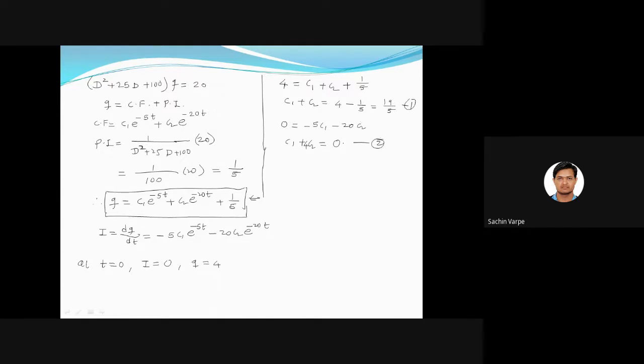If we solve these two equations for C1 and C2, if we subtract 1 from 2, then 4C2 minus C2 gives 3C2. 3C2 is equal to minus 19 by 5, no?